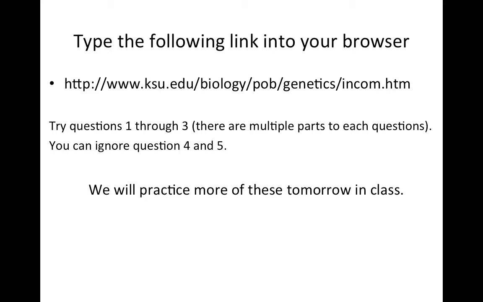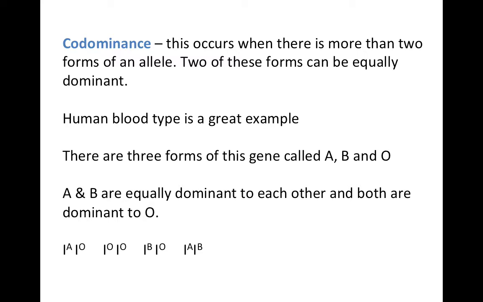All right, here's another variation on Mendel's theme. It's called codominance. This occurs when there are more than 2 forms of an allele, and 2 of these forms can be equally dominant. Now, so far we've been talking about forms of an allele when there's 2 forms, a recessive form and a dominant form. However, there can be more than 2 forms.